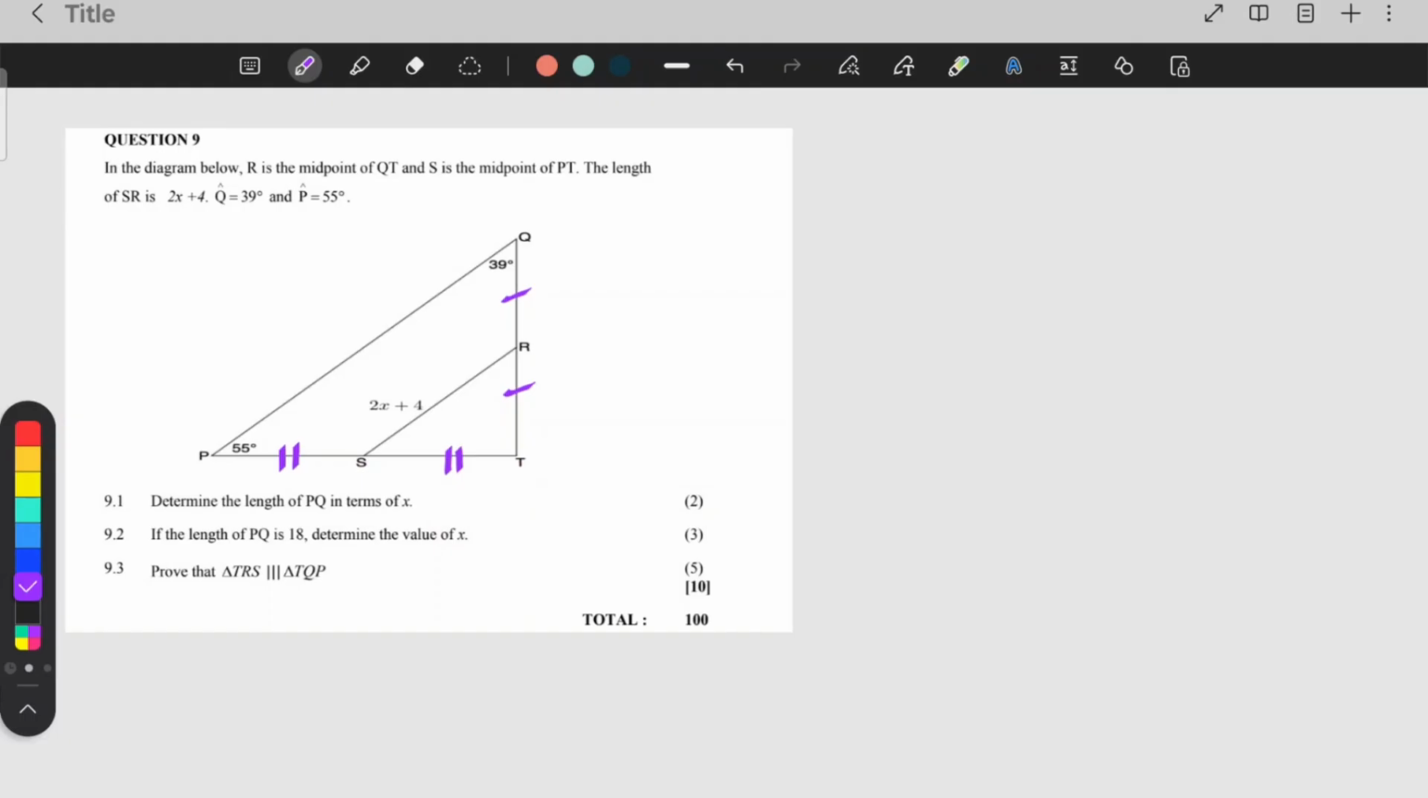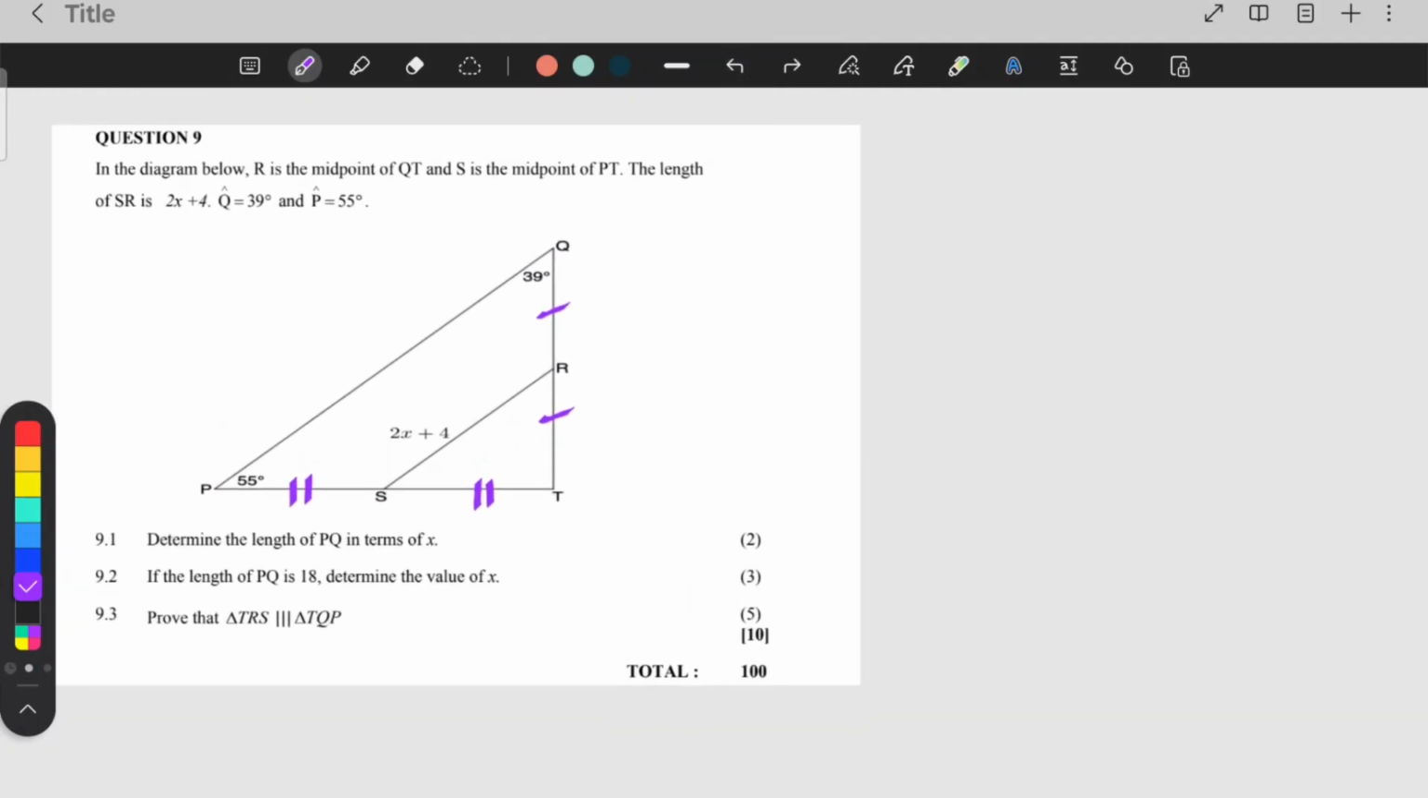The length of SR, so the length of this line, is 2x plus 4. And angle Q is 39 degrees. And P is 55. Okay, everything is on the diagram. Let's start. 9.1 says, determine the length of PQ in terms of x.